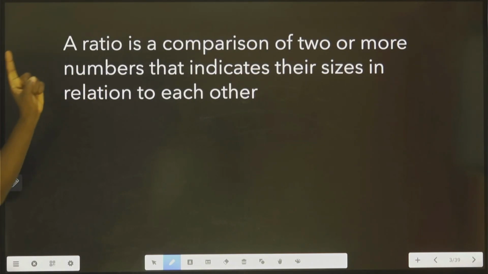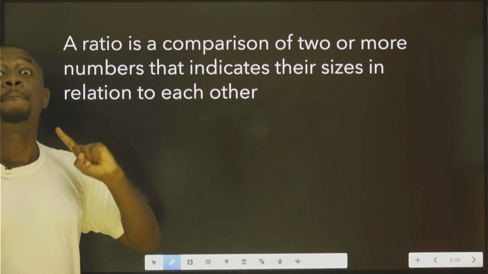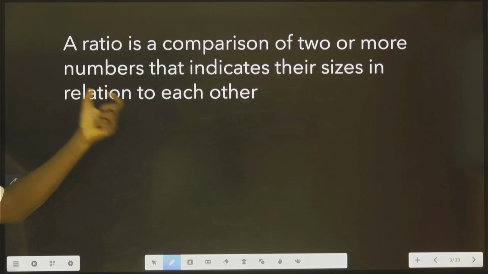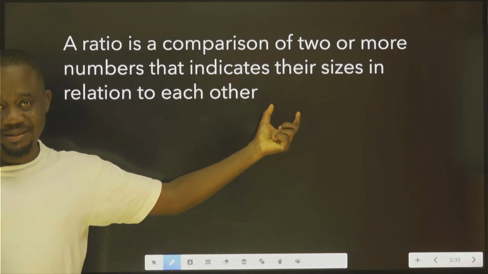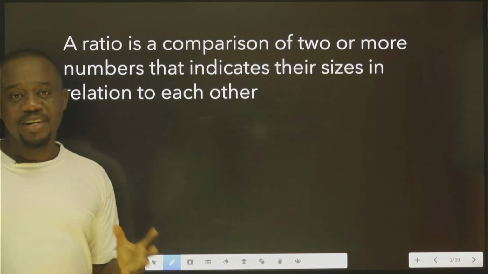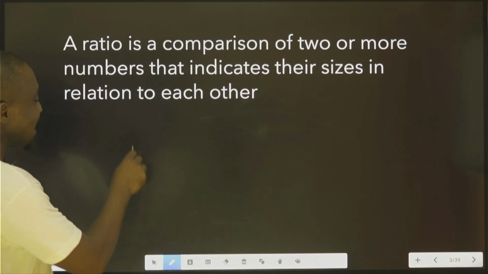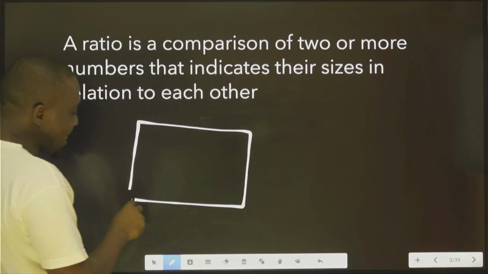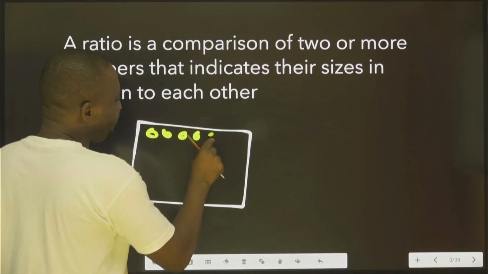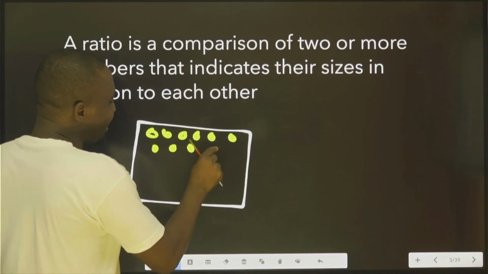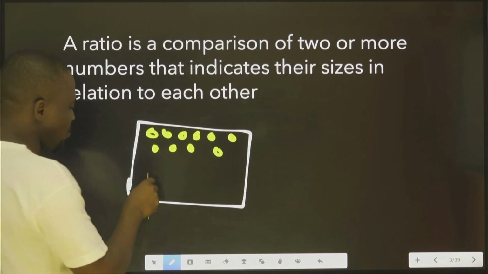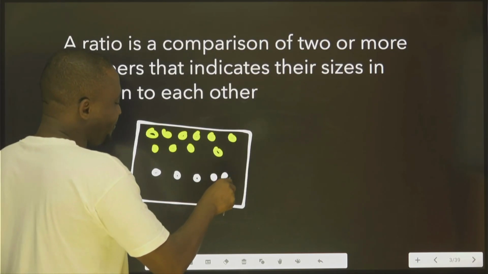Ratio is a comparison of two or more. It could be two or more numbers that indicate their sizes in relation to each other. For instance, we say this is a classroom. This class consists of 10 boys. 1, 2, 3, 4, 5, 6, 7, 8, 9, 10. How many girls? We say we have 5 girls. 1, 2, 3, 4, 5.